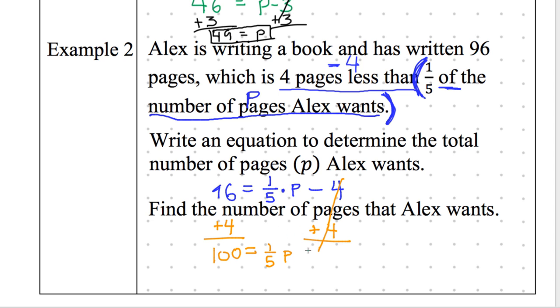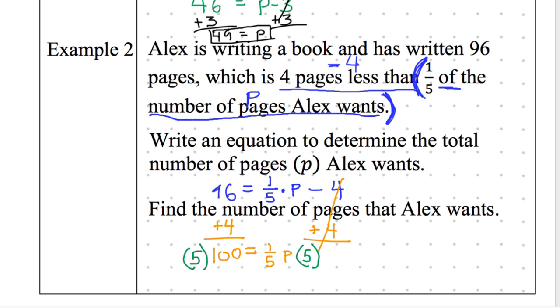Times 5, yeah. So if I multiply this side by 5, I multiply this side by 5. Multiplying by 1/5 is the same thing as dividing by 5. The opposite of dividing by 5 is multiplying by 5. Another way of saying this is you can divide both sides by 1/5, but then you have to deal with your keep it, change it, flip it rule. So I think this is maybe a little bit easier.